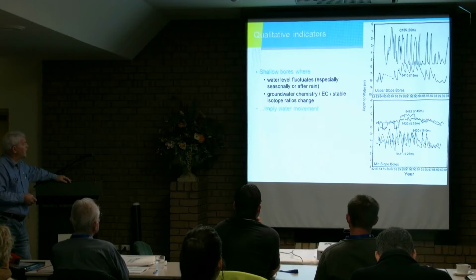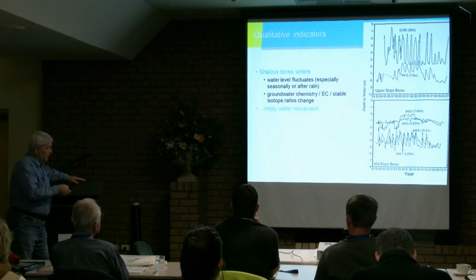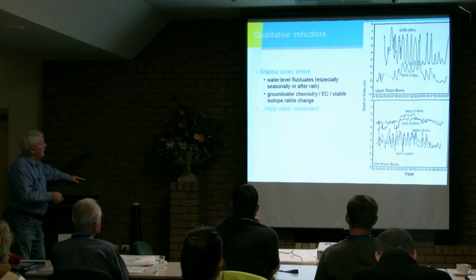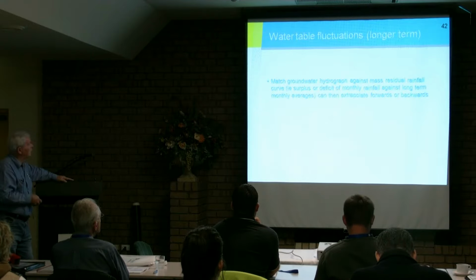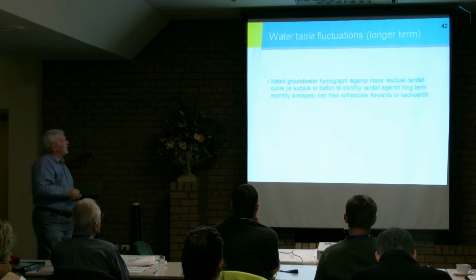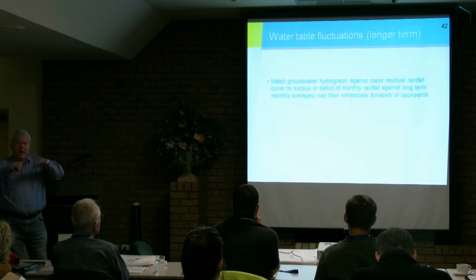But it is best not to just use one, but to use a couple of techniques to check them out. Okay. So shallow bore can be used where the water table or water level is fluctuating and we're getting rises going up and down like that, and also water chemistry can be used there. And that implies water movement directly down into the aquifer. So if we match the groundwater hydrograph against the groundwater mass residual rainfall curve, we can see whether direct rainfall is having an impact as recharge.